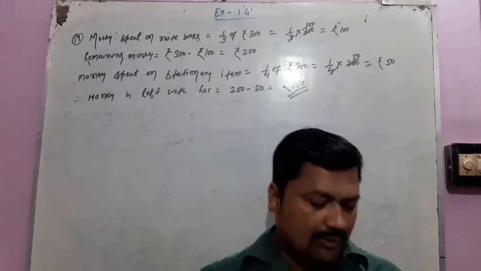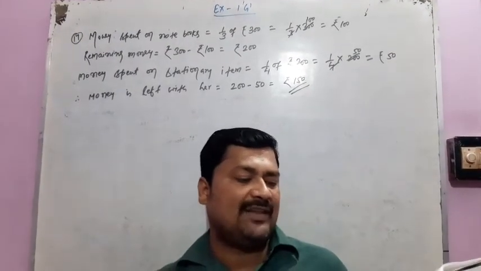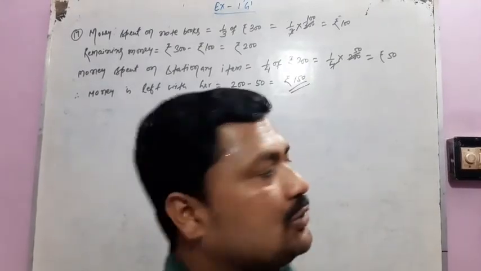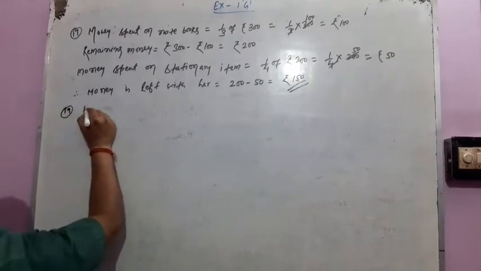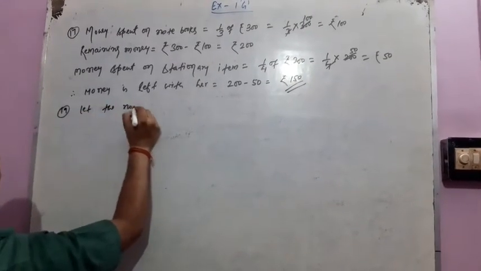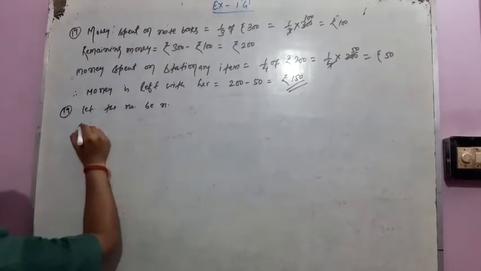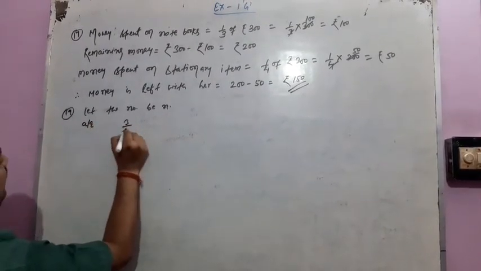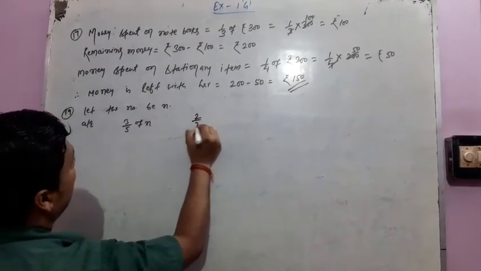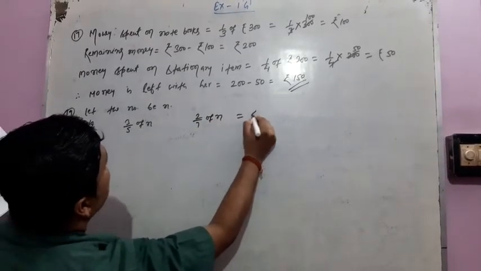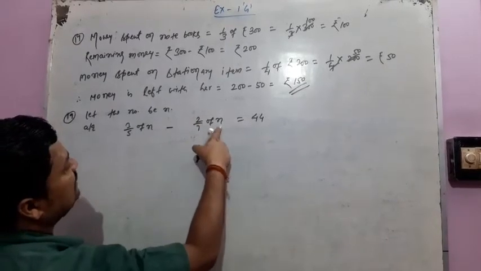Okay, now move on to question number 19. If 3/5 of a number exceeds 2/7 of it by 44, find the number. So here we will consider the number to be x. According to the question, 3/5 of this number exceeds 2/7 of this number by 44.